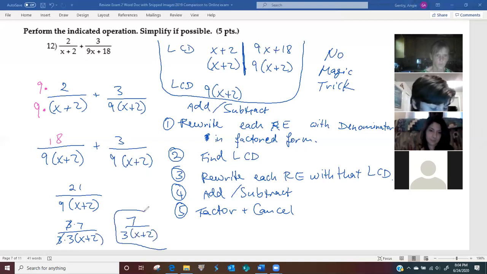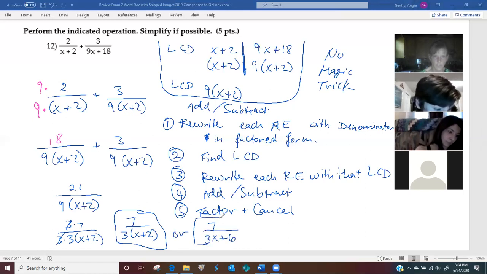So this is a final answer, or this is a final answer. And Chase and I talked a little bit about what they want for final answers. The computer should take either, because one is in factored form and one is in distributed form.